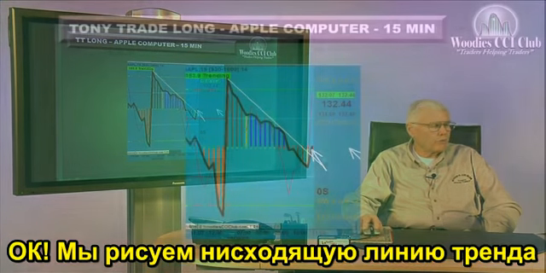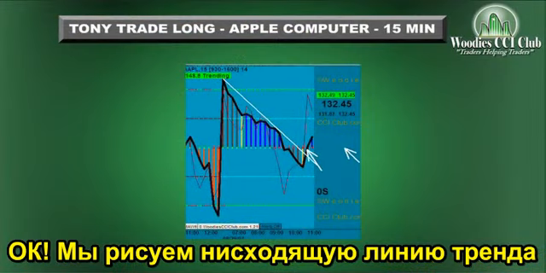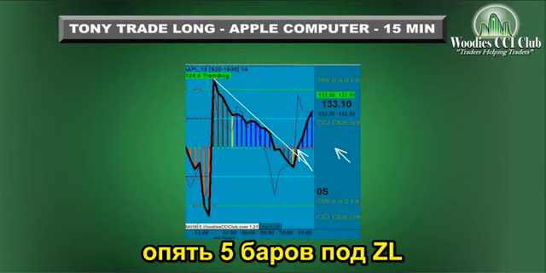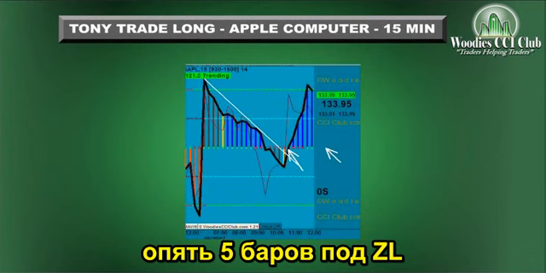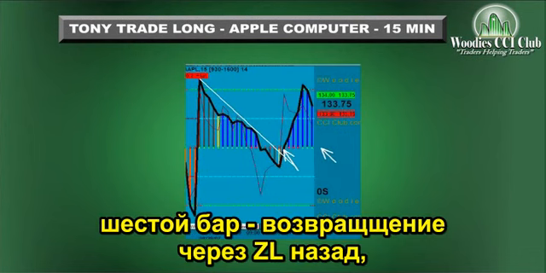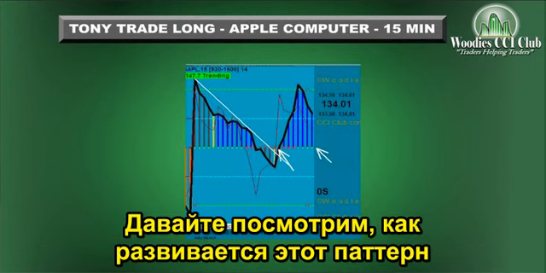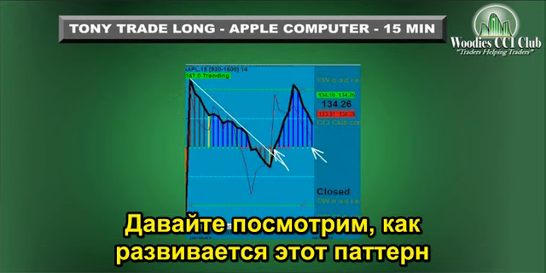Okay, we draw a downtrend line, and this is on Apple. This is a 15-minute Apple trade. Again, we got 5 bars below the 0 line, the 6th bar here coming back through it again. We have a nice trend line break, and let's see how this pattern develops.